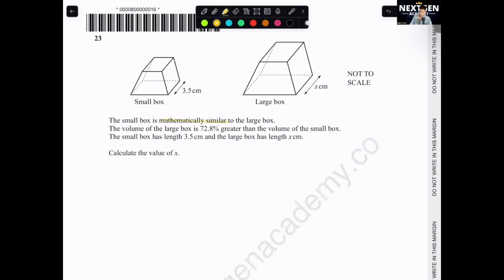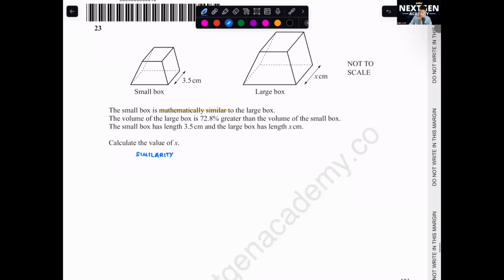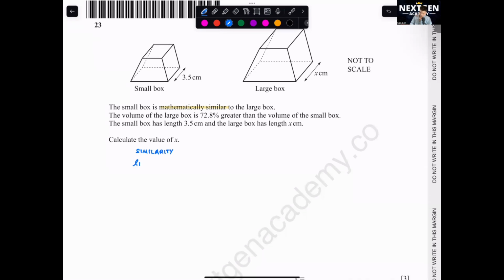The keyword is similar. So this is a similarity type of question. I want you all to remember this, especially for those of you who recently just joined. There's a formula that I want you all to use for all kinds of similarity question. You can use this: L1 over L2 equals the square root of A1 over A2, equals the cube root of V1 over V2. You use this formula, you can solve most of the questions already.